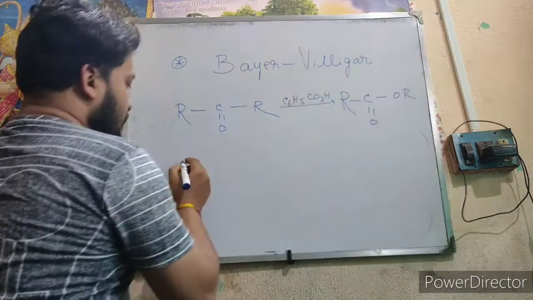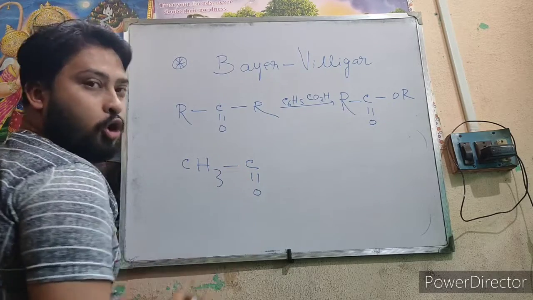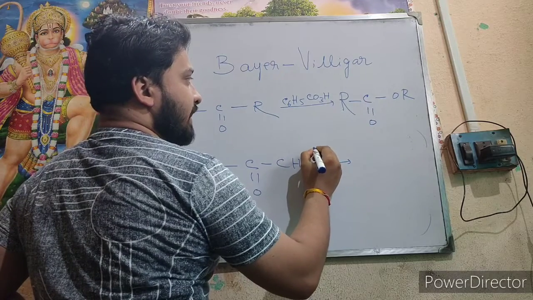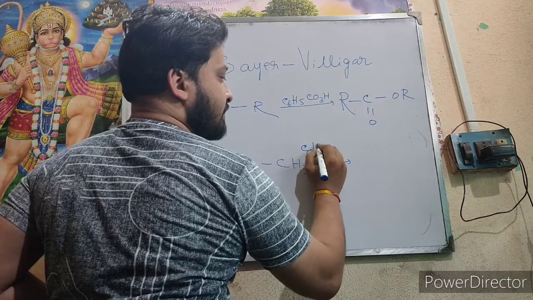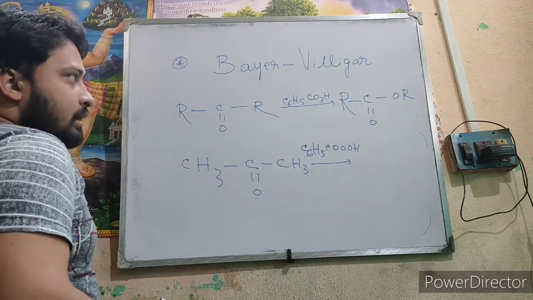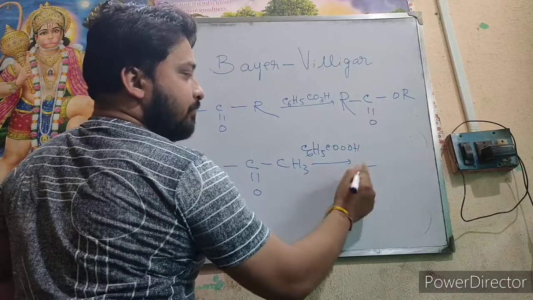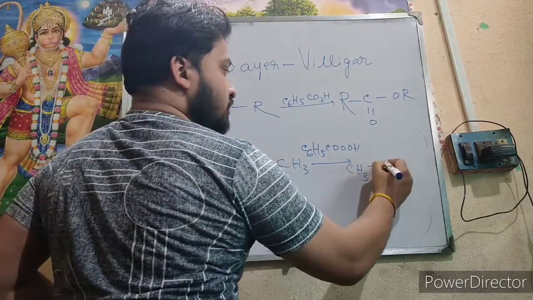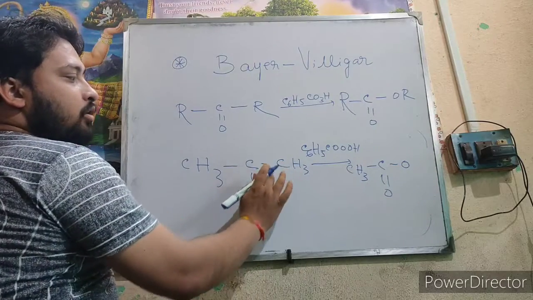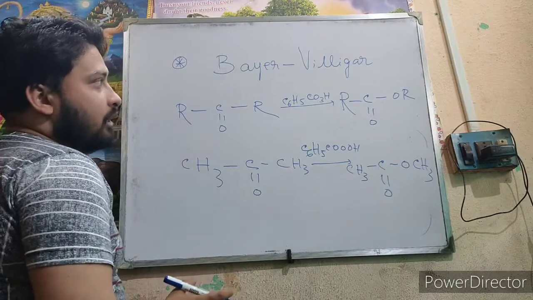Now take an example. CH3 C double bond O CH3, and you react this with C6H5CO3H. R means CH3, so I write CH3 C double bond O, then an extra O, then CH3. This reaction is called the Baeyer-Villiger reaction.